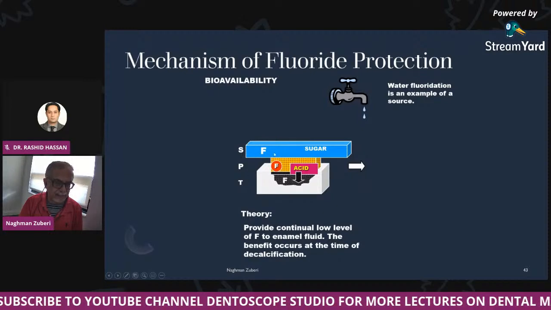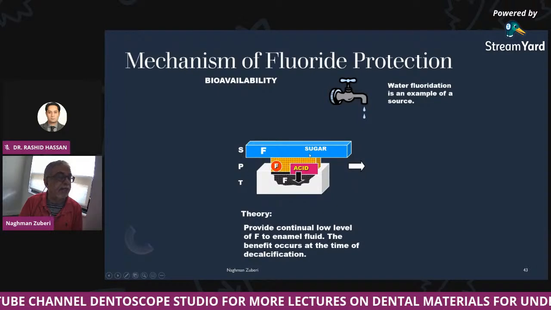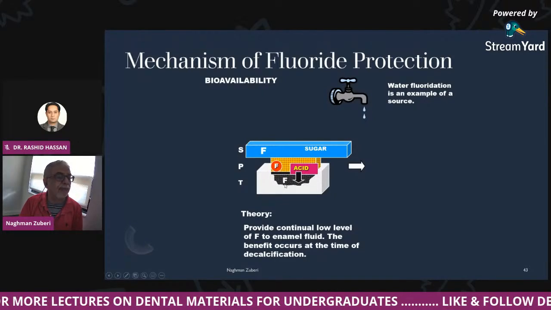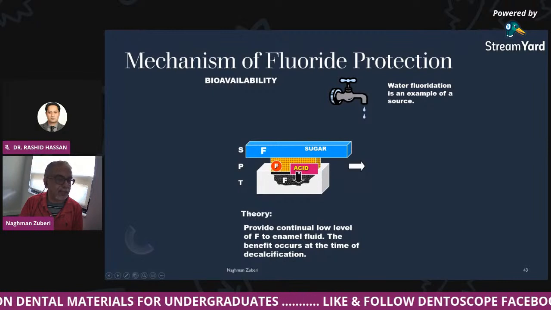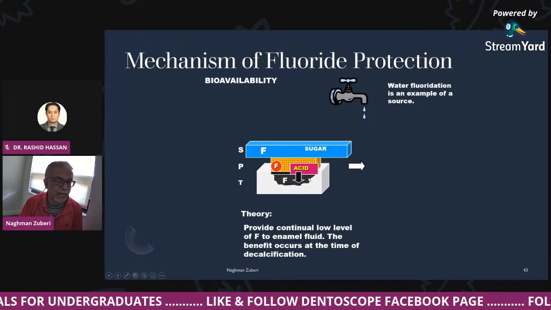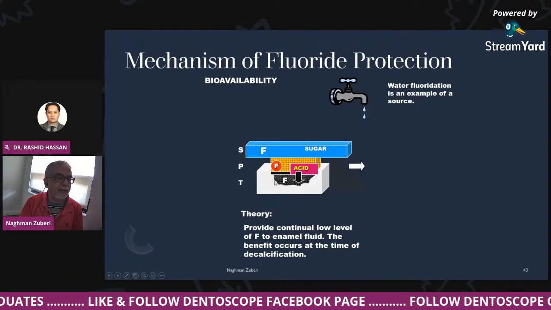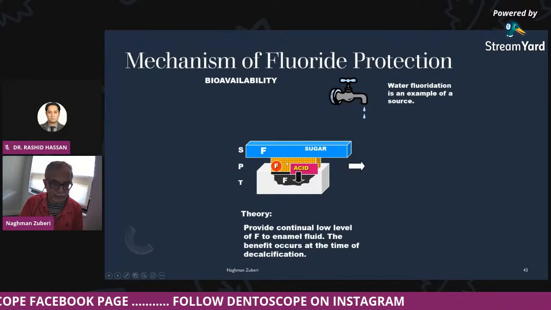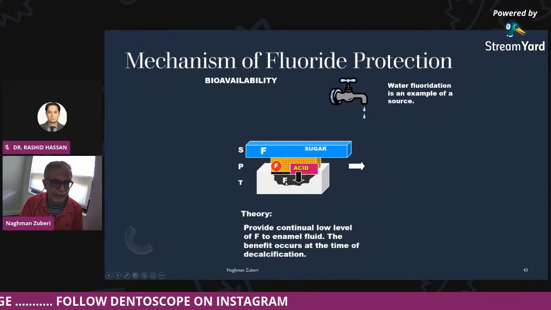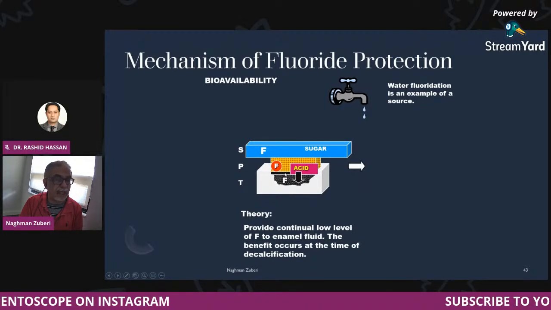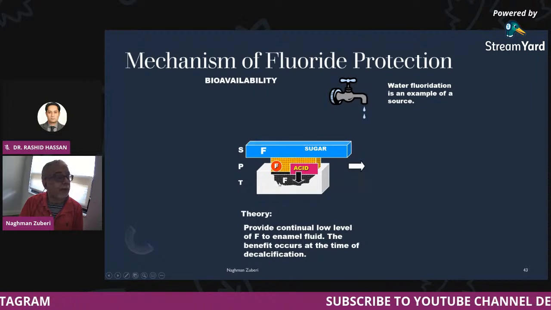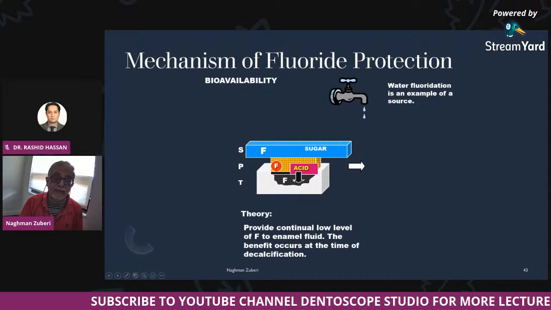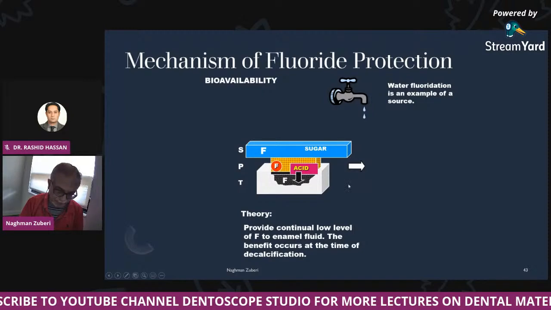So whenever there will be a challenge from the sugary diet or anything, there will be chances of acid production in the presence of plaque. Whenever there will be some demineralization process going on, the fluoride ions will be depositing here, and our hydroxyapatite crystal would be transformed into the fluorapatite crystal.